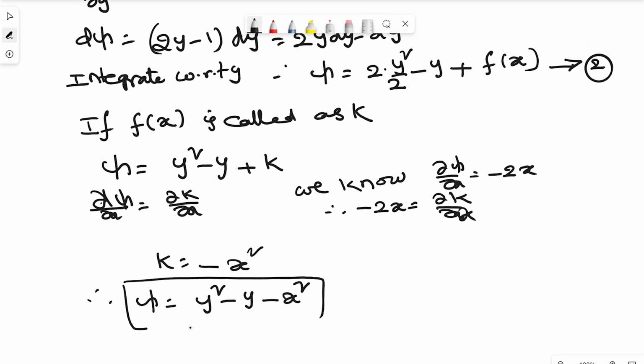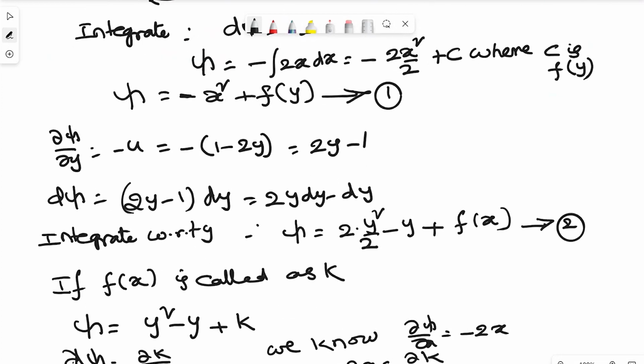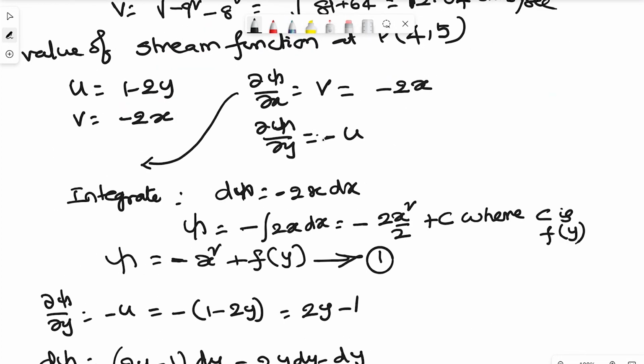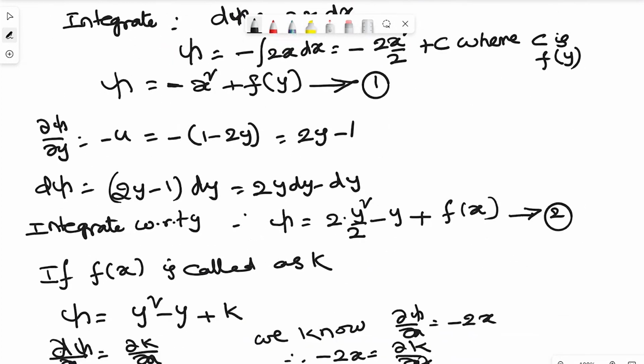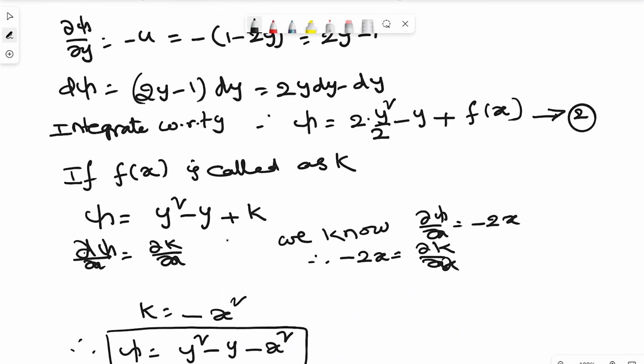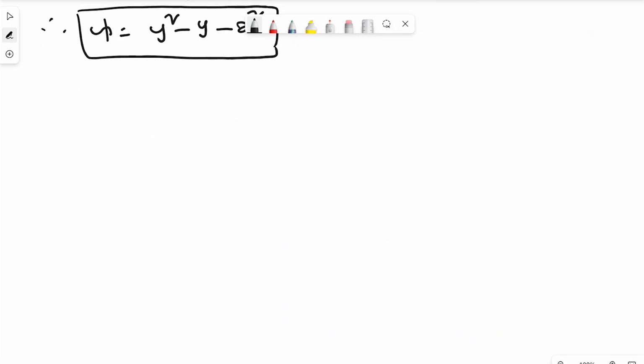So what we have done is, in the case of stream function, first we took the definitions, from there integrate and we got it. Basically here we got minus x squared plus function of y. So directly here we reflected that k is equal to minus x squared. So this is one. I will show you the second problem also.